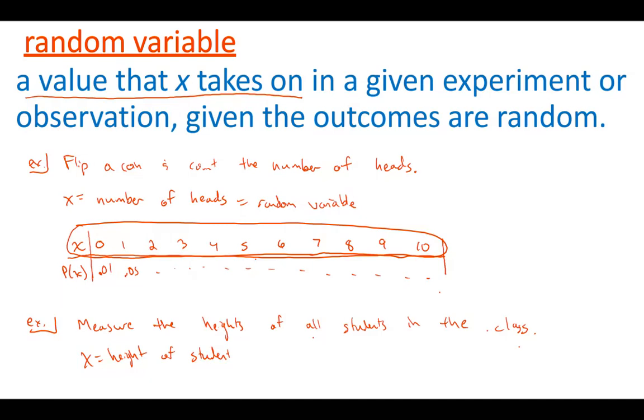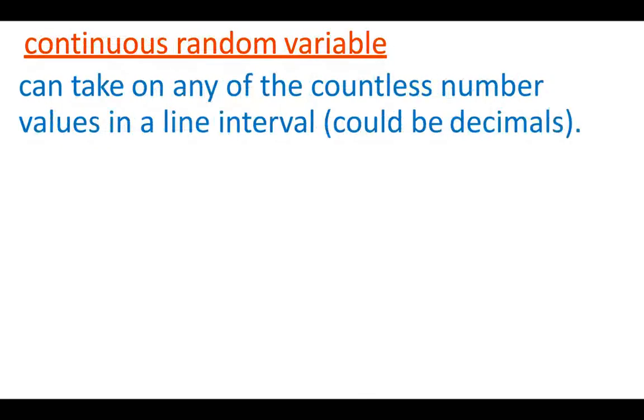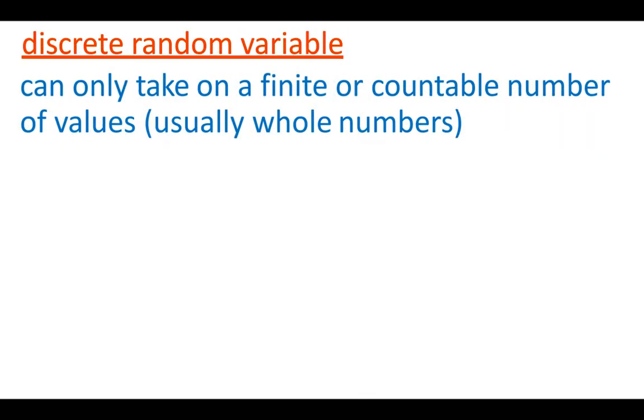The first one is something called a discrete random variable, and this one is something called a continuous random variable. So those are our two types, discrete or continuous. That's what we're going to define next. So a discrete random variable can only take on, say, finite or countable values. Countable is the key word here. Usually they're whole numbers.